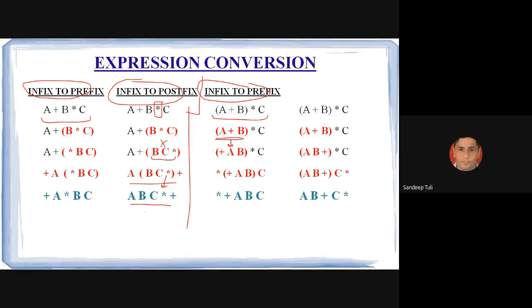The question is different now. I have put brackets in it. So now plus AB will work as a single operand. X multiplied by C, multiply XC. Finally, the output is this. Now you can compare these two, this one and this one. They are different.